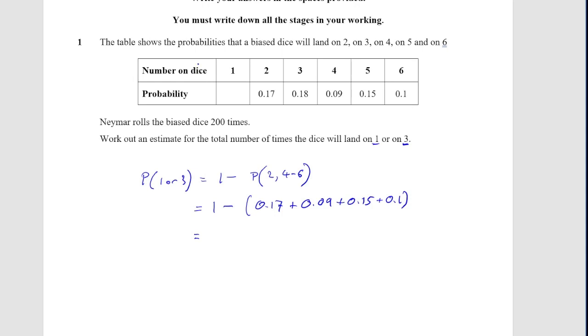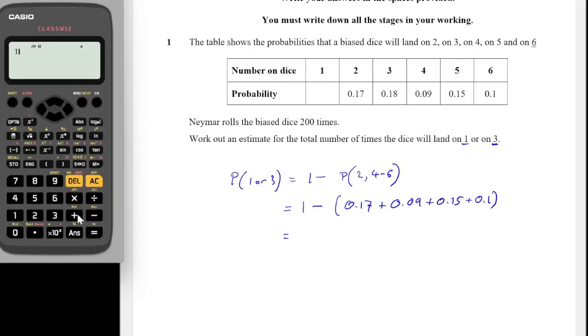So that's going to be equal to 1 minus, open bracket, 0.17 plus 0.09 plus 0.15 plus 0.1. Provided I've typed that in right, we'll just double check: 0.17, 0.09, 0.15 and 0.1. So that should equal 0.49.